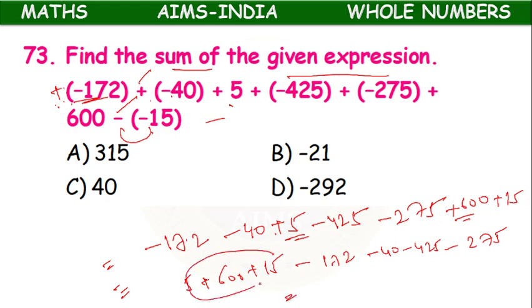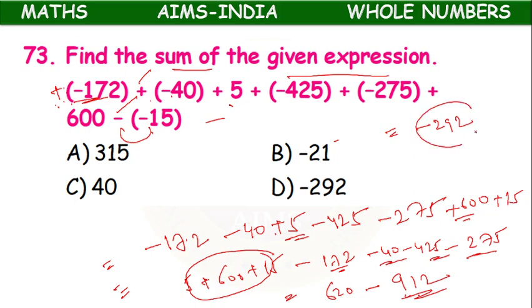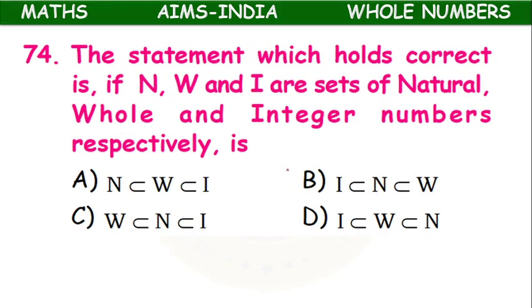If we add plus values, we will get 620. If we add minus values, we will get minus 912. The difference will be how much? Minus 292. So D option, minus 292, is the right answer.